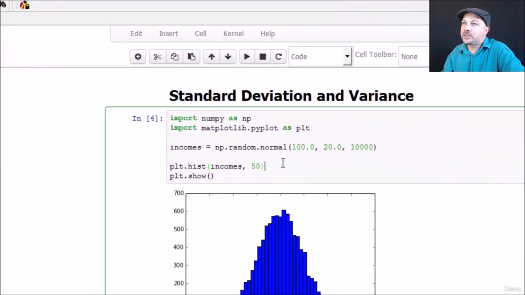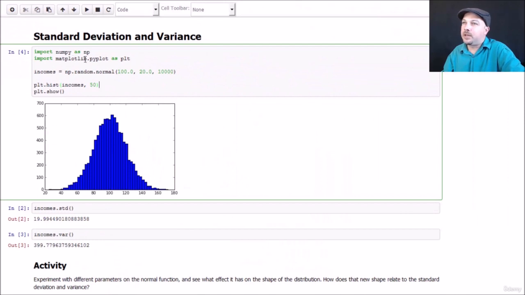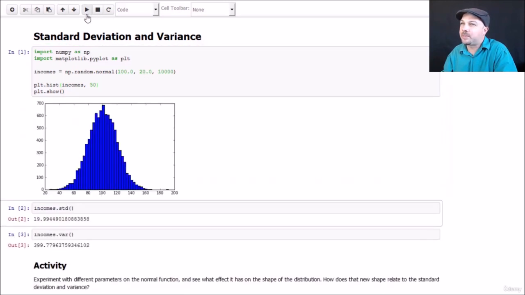So what we're going to do here is, just like the previous example, we're going to use matplotlib to plot a histogram of some normally distributed random data. We're calling it incomes, and we're saying it's going to be centered around 100. Hopefully that's an hourly rate or something and not annual, or it's some weird denomination, with a standard deviation of 20 and 10,000 data points. So let's go ahead and generate that and plot it.